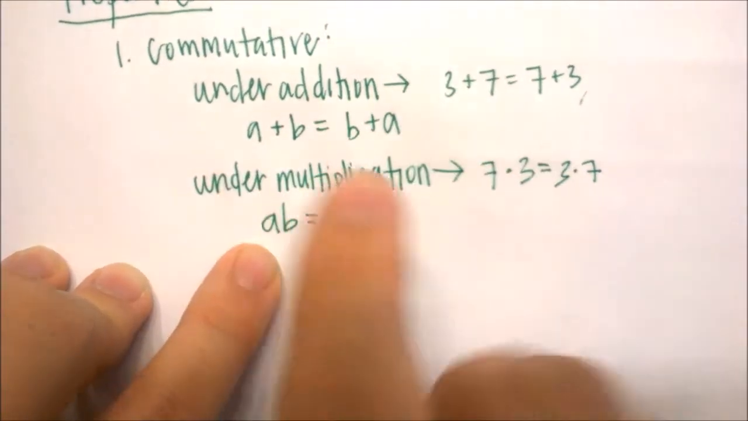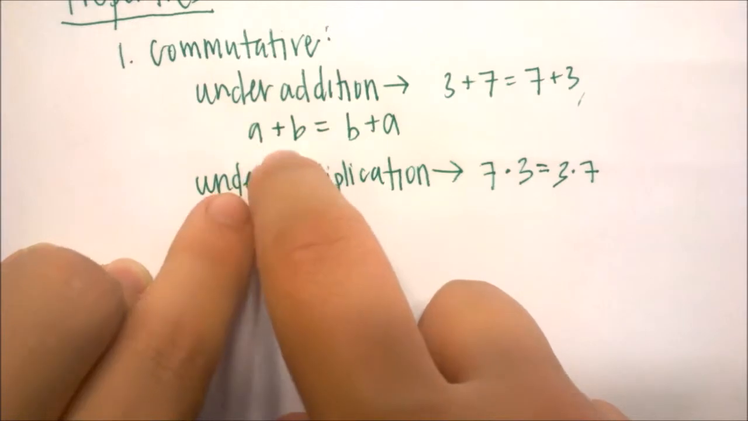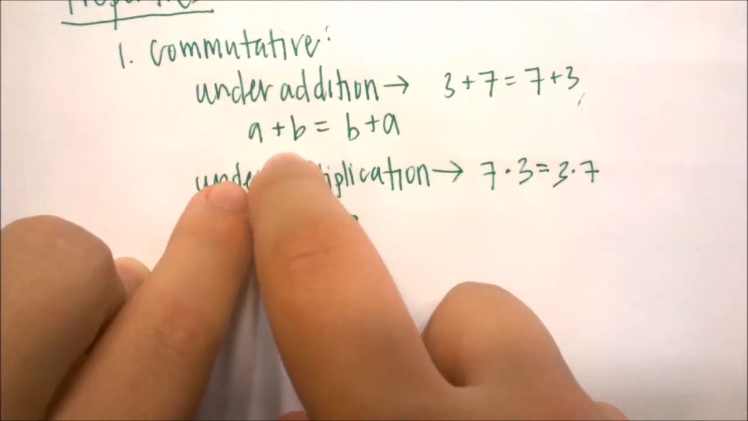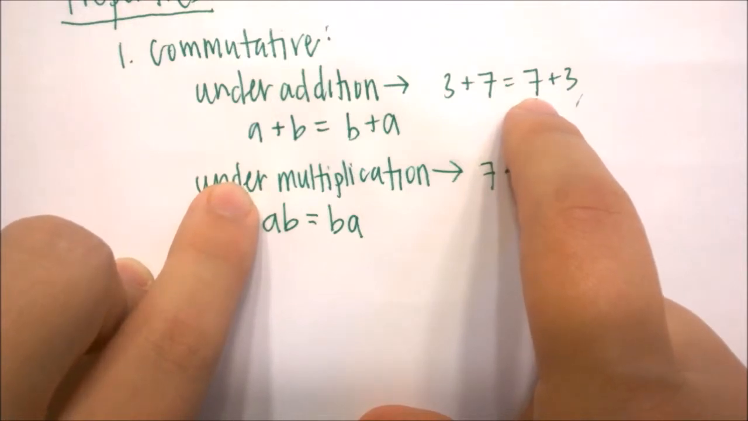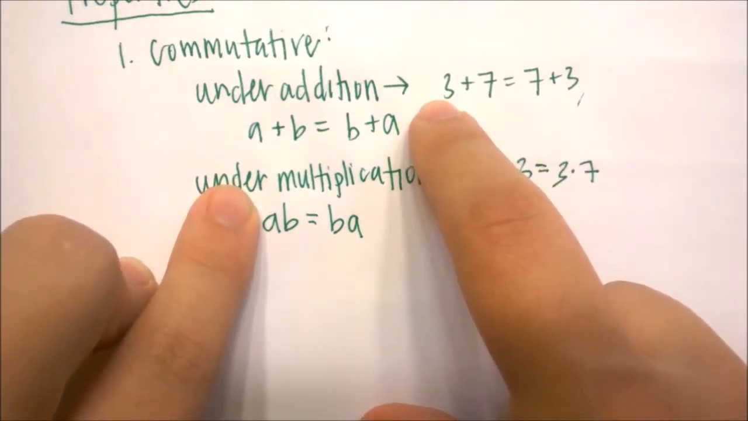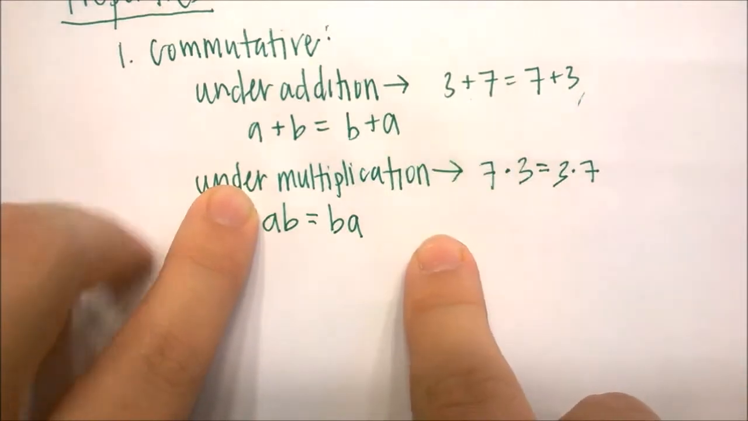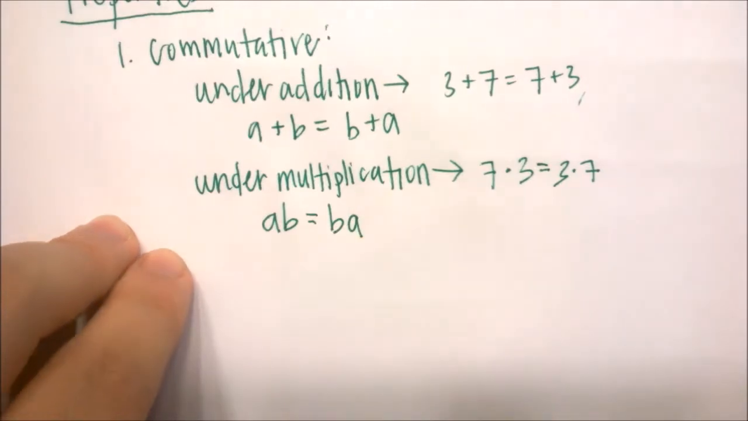In contrast, you know that the group of real numbers is not commutative under subtraction. 7 minus 3 is 4. 3 minus 7 is negative 4. Those are not the same number. So the answer does change if you switch it. So it's important to know that operations are not all commutative under real numbers.